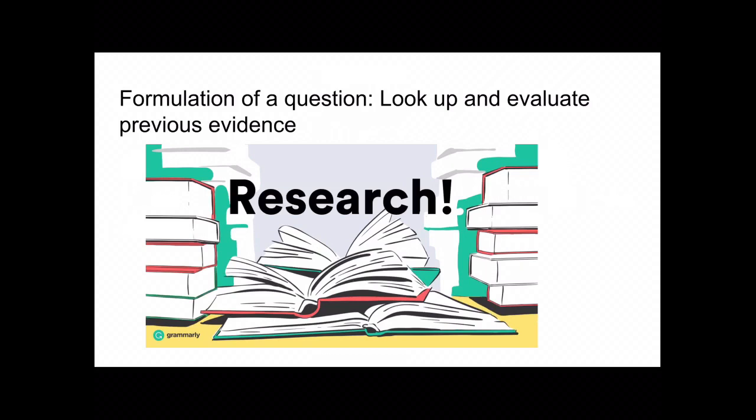Okay, so we can still look up things in books, and actually, when we're studying Chinese medicine and looking things up, we do our research in books quite a lot. But nowadays most journals are online. If we're reading scientific journals, mostly we're looking up stuff online very often. Anyway, that's the next step: formulation of a question. We're going to look up and evaluate previous evidence.